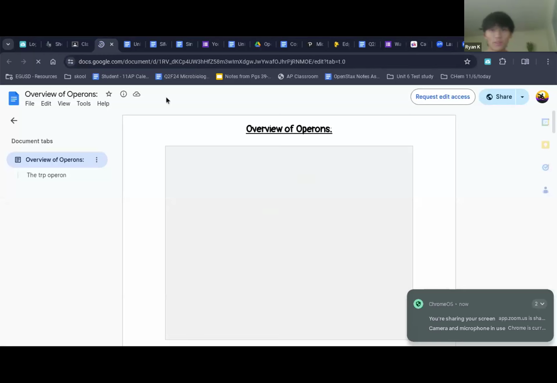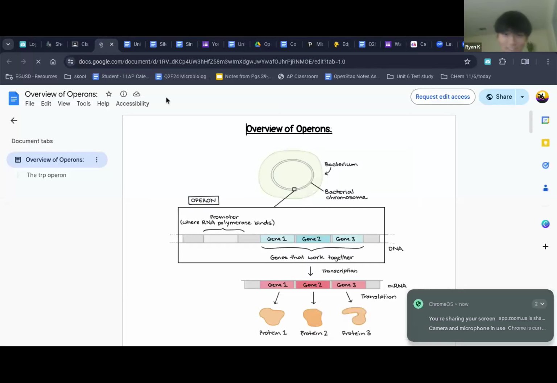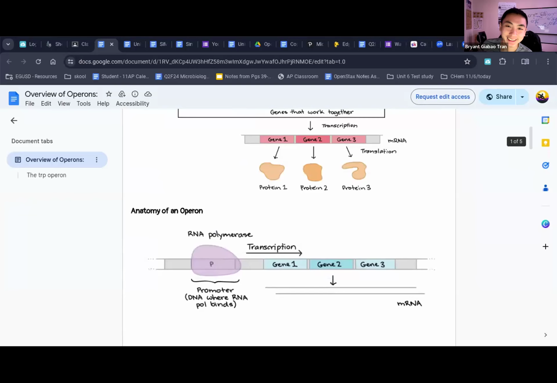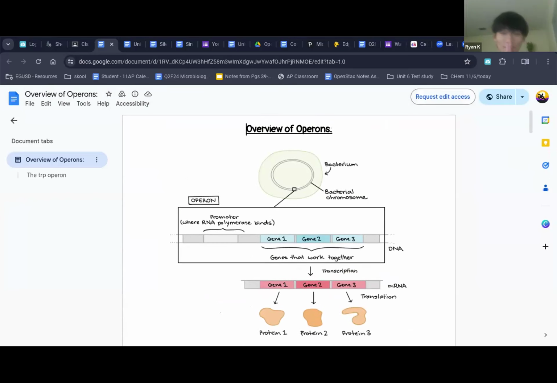Okay, let me share my screen. Overview of operons. All right. So I'm gonna try to explain this, and then I'll just go to sleep, and then I hit the save button on my head.